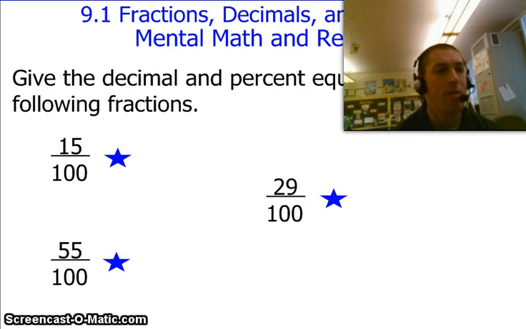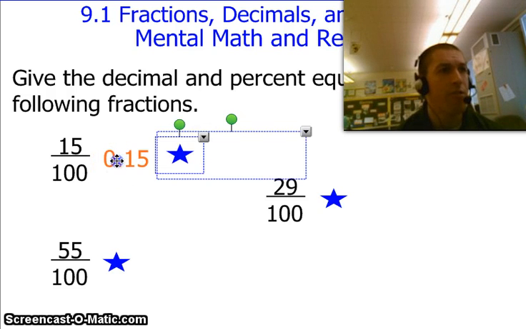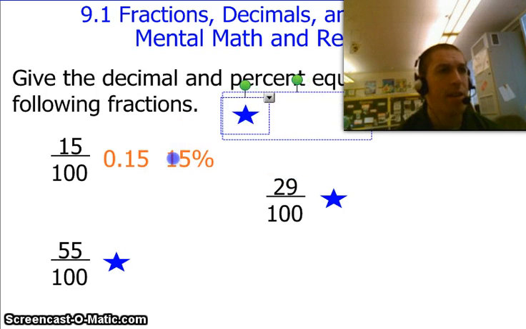Okay, so let's look at some examples here. Give the decimal and percent value. So 15 over 100 would be the same as 15 hundredths, and we do that because it's out of 100 and there's two spots there, so that's the 100th spot, so 15 hundredths, or 15%. Okay, pause the video here, try to do the other two.